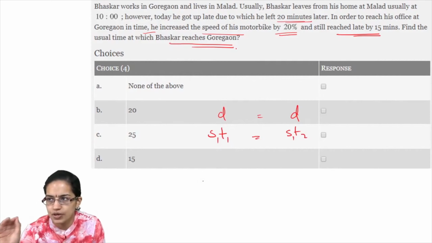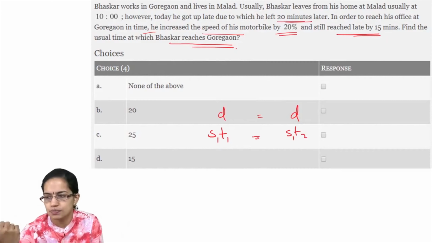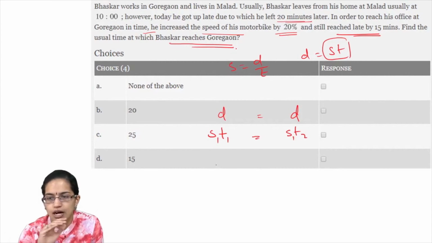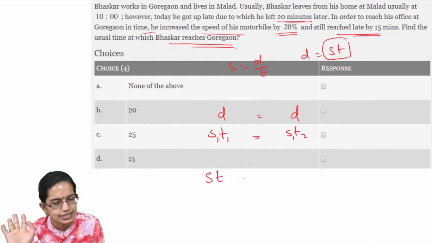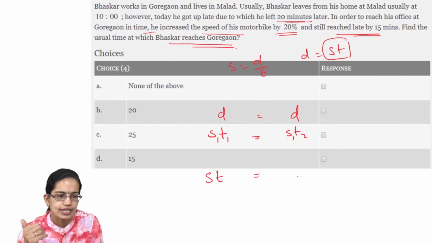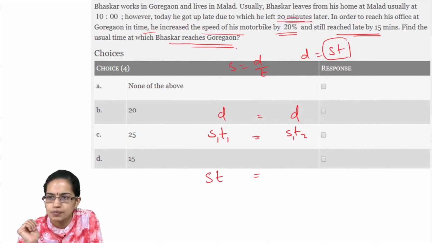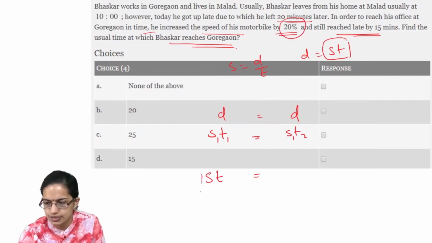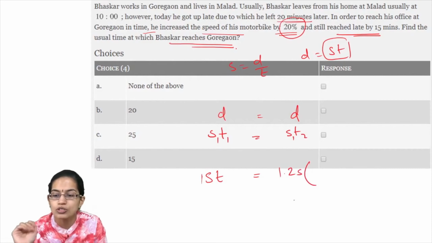Okay, so in the first case, usually, speed is equal to distance upon time first of all. So distance is equal to speed into time. In the first case, what I am saying is speed into time remains the same. The initial speed and the initial time was S and T. Now in the final case, there is a change in the speed. The speed is increased by 20%. So let's say when the first case the speed was 1s, now it has become 1.2s and my time has also changed.